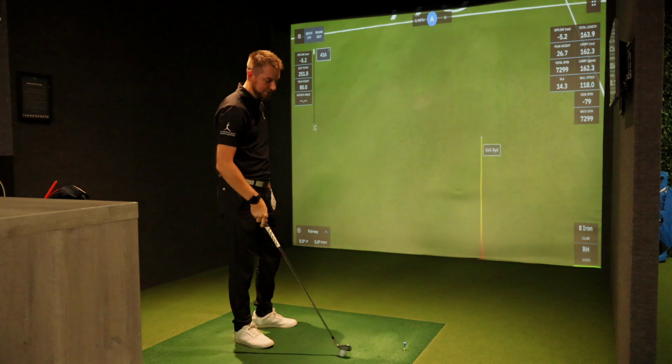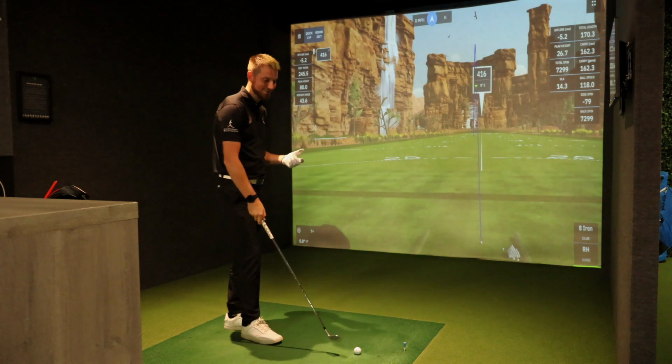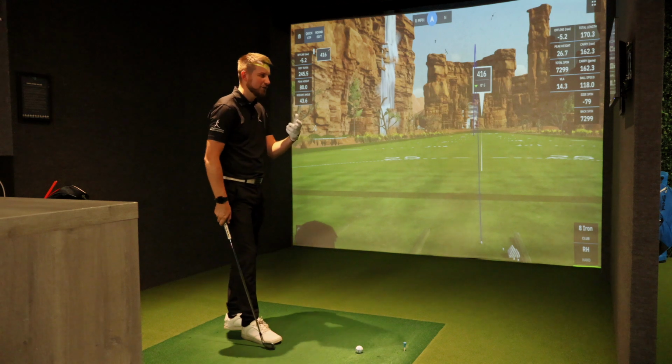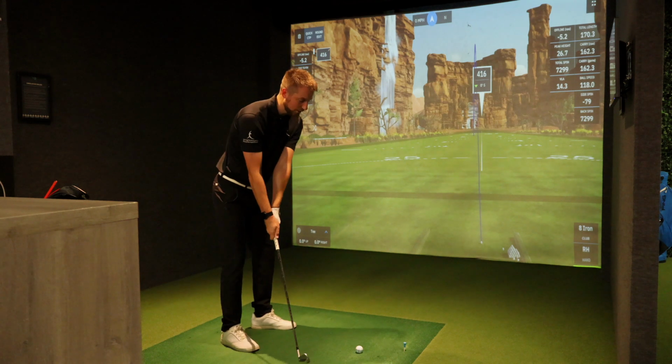So straight away, ball speed's down by about 5 miles an hour, and carry is down by about 5 yards. So that's exactly what I'm expecting on the course. Maybe actually a little bit shorter. I did hit that very well and a little bit pulled and a bit left, so that might be why. Let's just try another one.